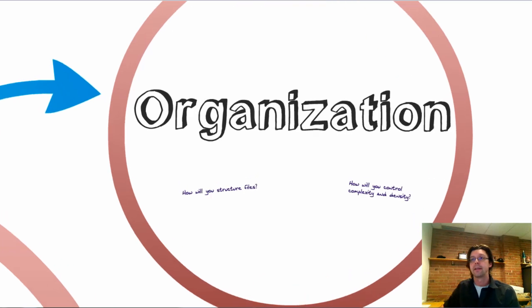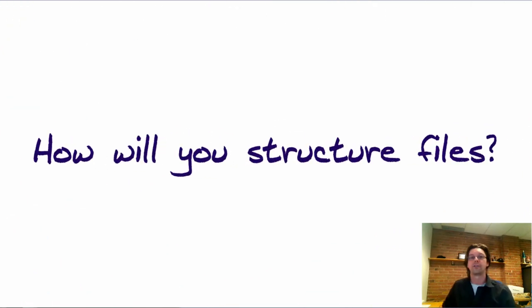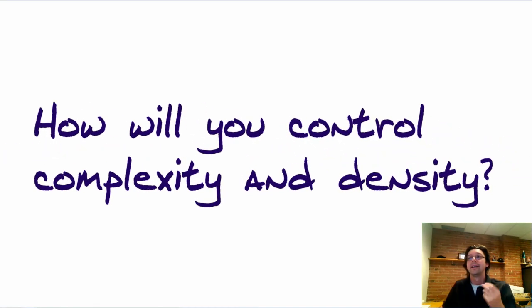Organization is important. So first thing you want to know is, how will you structure your files? What are your naming conventions going to be? How are you going to control the complexity in the scene? So this might all be about layers. This may be selection sets. It's hard to say what you're going to choose depending on the type of scene. But how do you control that complexity and density?